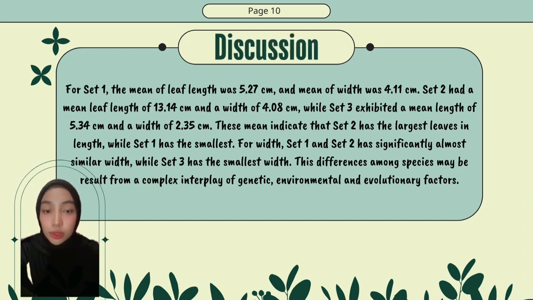From the result, we can see that for set 1, the mean of leaf length was 5.27 cm and mean of width was 4.11 cm. Set 2 had a mean leaf length of 13.14 cm and a width of 4.08 cm, while set 3 exhibited a mean leaf length of 5.34 cm and a width of 2.35 cm.